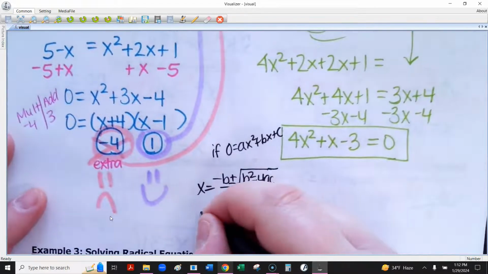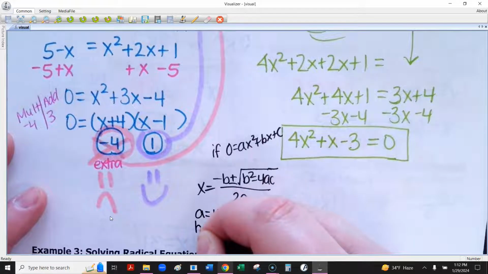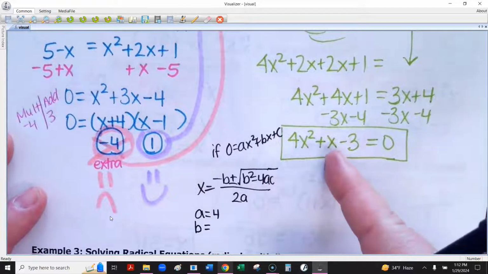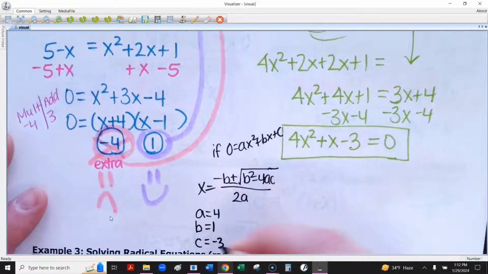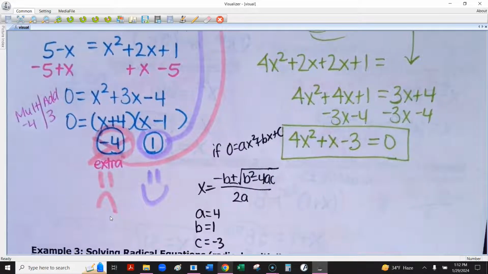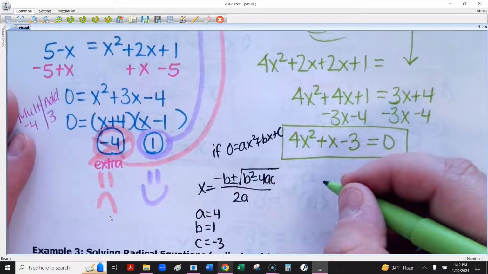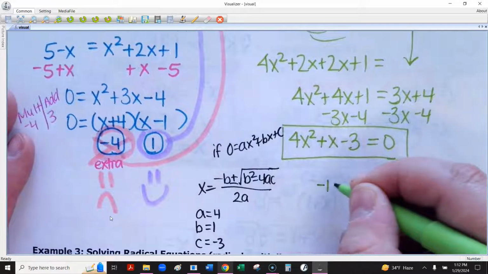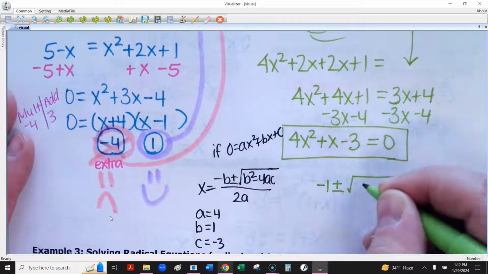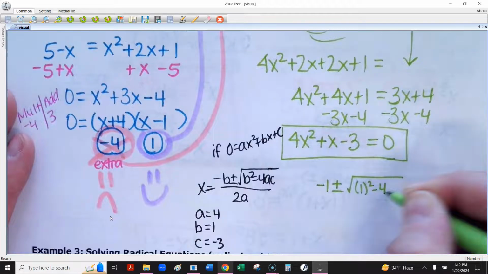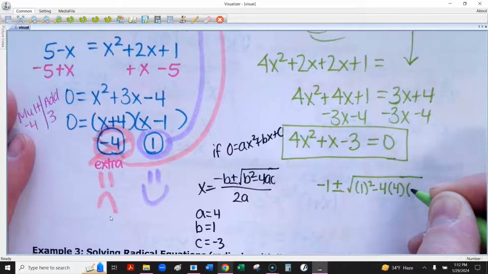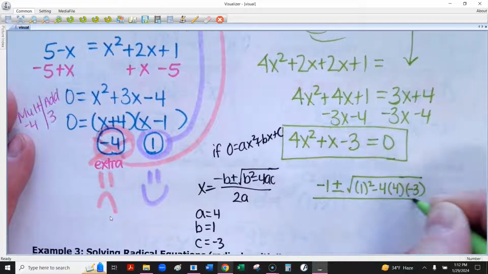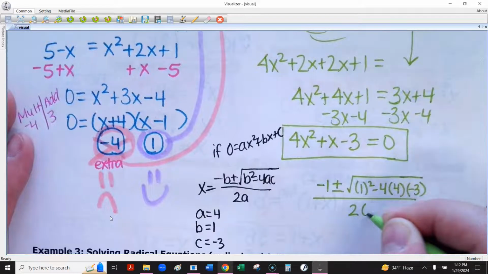My a value would be 4. Now you just have one x here, so the b value is 1. And the c value is your plain number, which is negative 3. So I'm going to plug those into the quadratic formula to help me solve this. So opposite of b would be negative 1 plus or minus square root of 1 squared minus 4, which is part of the formula. The a value also happens to be 4 here, and the c value is negative 3, all over 2a, so it would be 2 times 4.